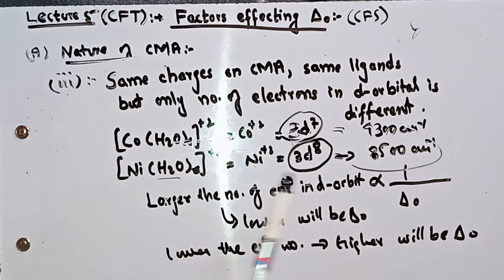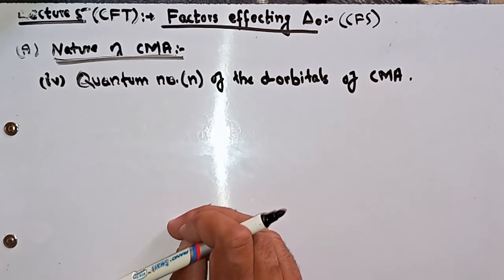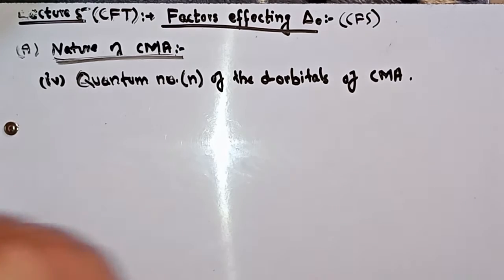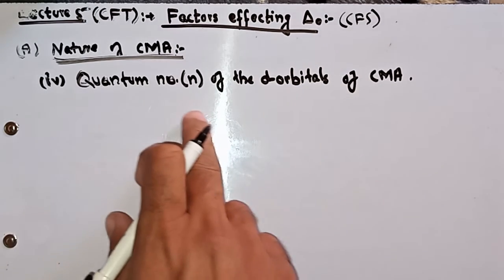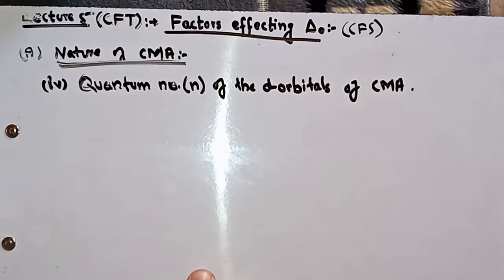Okay, you can also take a screenshot from this lecture, from this topic. Now I'm removing this, I am cleaning the whiteboard, so you can take a screenshot or you can rewind the video. Okay, thank you. So here we start the fourth point, a factor affecting del naught.